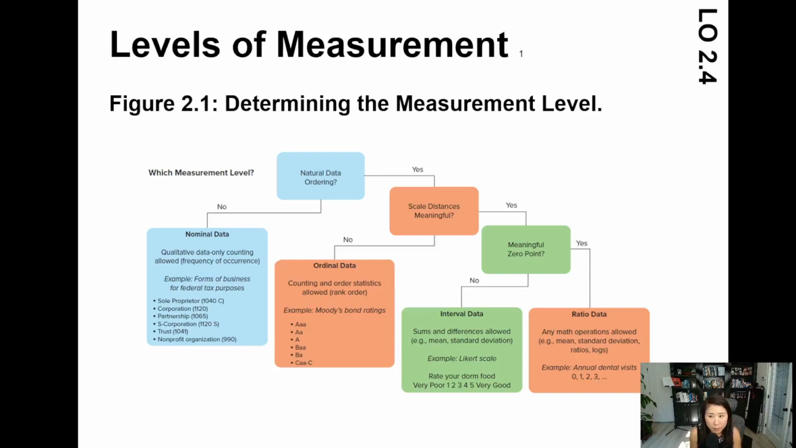Hello, in this video, we're going to look at our fourth learning objective in chapter 2. We're going to learn the levels of measurement. So why is it important? Because different kinds of measurement contain different amounts of information.